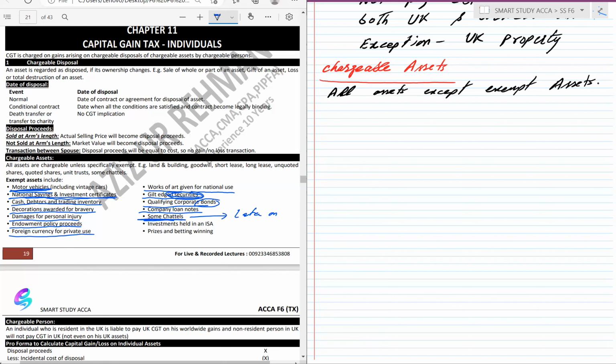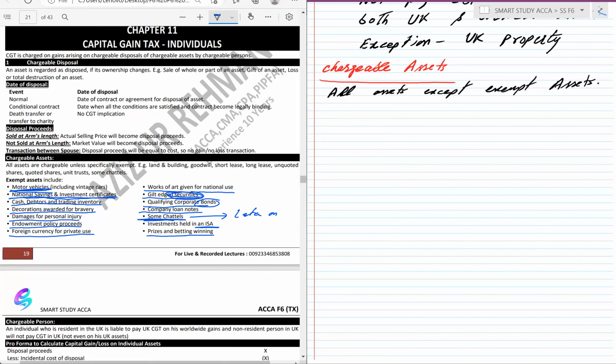Investment in an ISA. ISA stands for Individual Savings Account. This is basically a special type of bank account. If you have deposited your money into this bank account, any return received will be tax free. Prize and betting winnings. Betting is allowed, and if you win a bet, it will be totally tax free. Students, you have to memorize the list of these exempt assets. So all the assets except those which are mentioned in this list are chargeable.